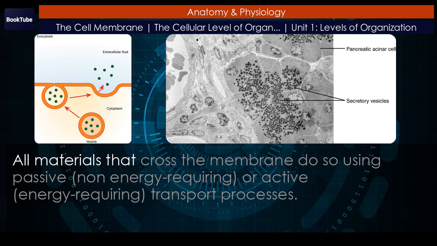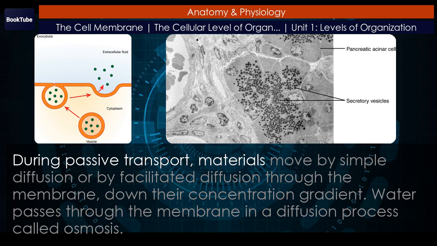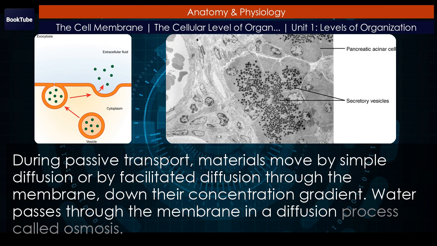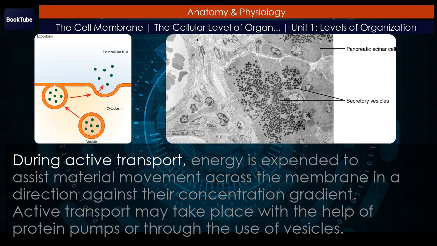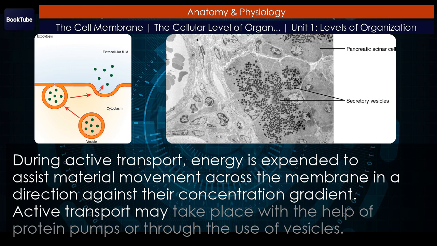All materials that cross the membrane do so using passive, non-energy requiring, or active, energy requiring, transport processes. During passive transport, materials move by simple diffusion or by facilitated diffusion through the membrane, down their concentration gradient. Water passes through the membrane in a diffusion process called osmosis. During active transport, energy is expended to assist material movement across the membrane in a direction against their concentration gradient. Active transport may take place with the help of protein pumps or through the use of vesicles.